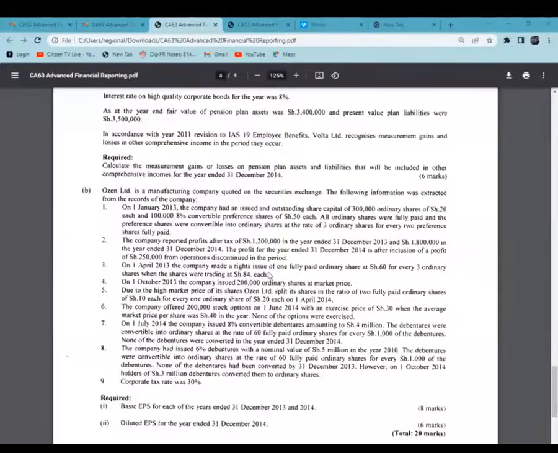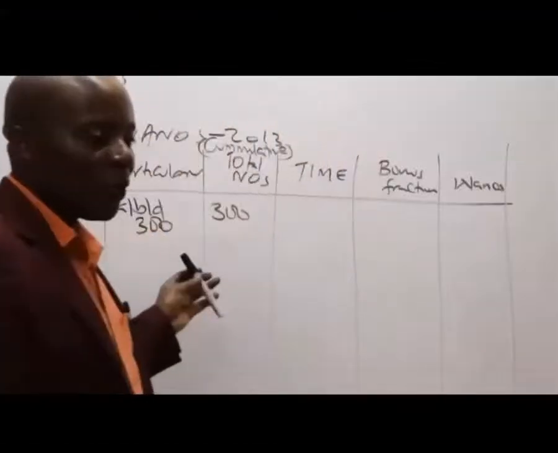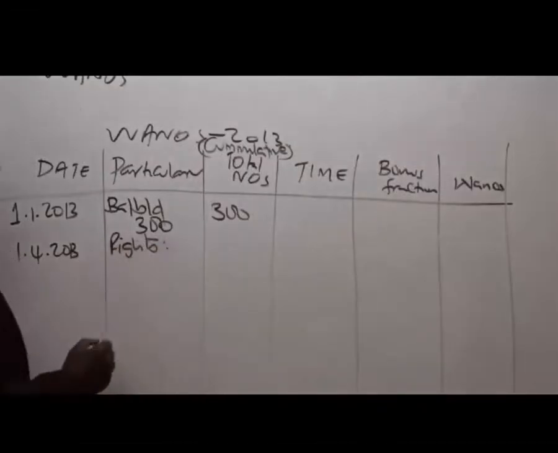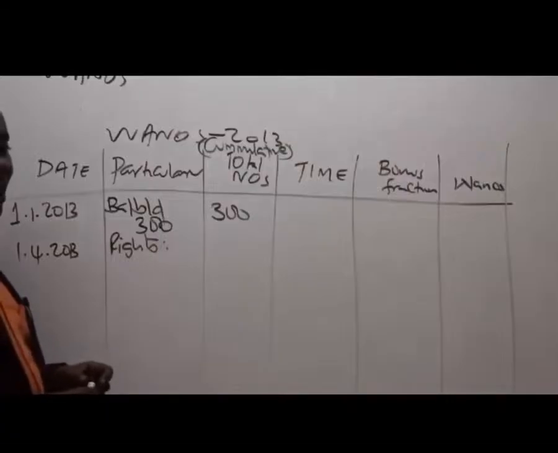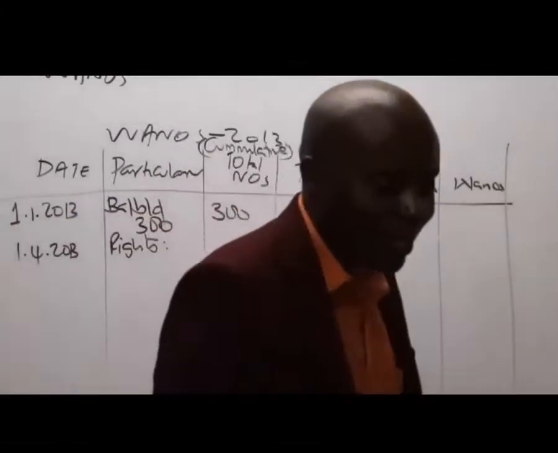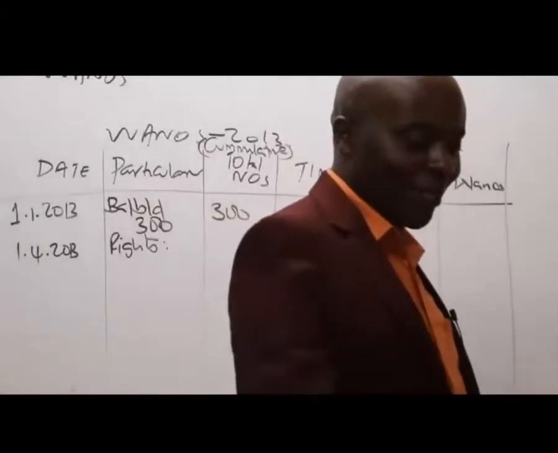I love this because I can see the date here is 1st April 2013. It's well within our year 2013. So nitakuja niseme hapa 1st April 2013 we had a rights issue. A rights issue over how many shares to how many shares? What is the ratio given there?